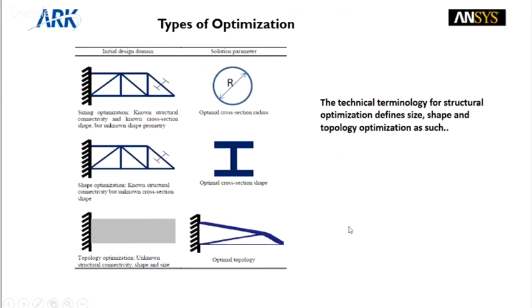And the third and the most important is topology optimization. This deals with unknown structural connectivity, shape and size optimization. So it comprises shape and size, and it also works on the unknown connectivities between the structures. We will discuss topology optimization in depth in the next slides.